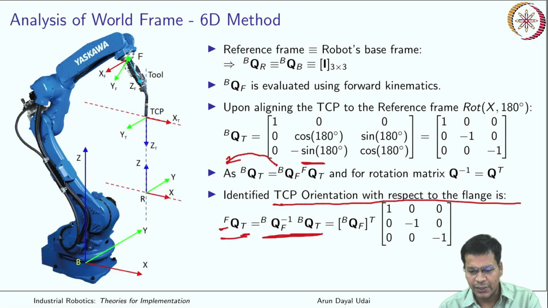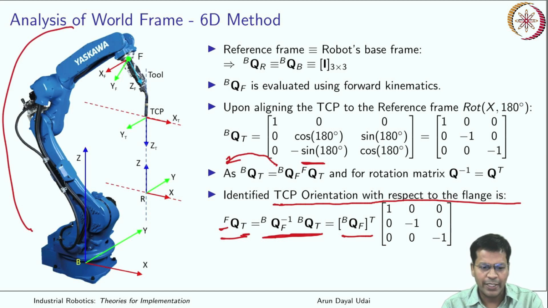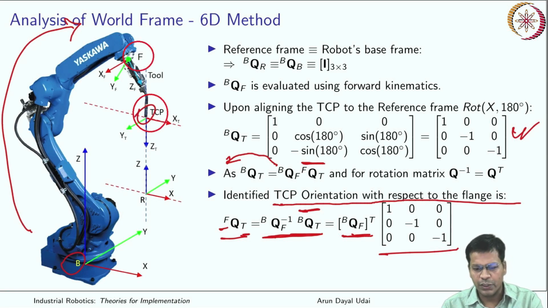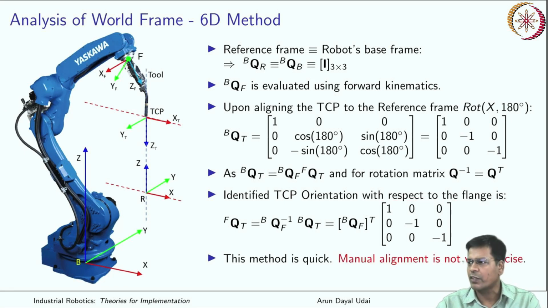Got it? So what was this? Base to flange transpose or inverse. The base to flange matrix is known, and base to tool is here, that is also known. You just copy it here, and using these two you get to know what the flange to tool is. So this is the orientation matrix we were interested in, and it can now be quickly found out. The controller can do it by using this calculation. Got it? So this method is very quick.